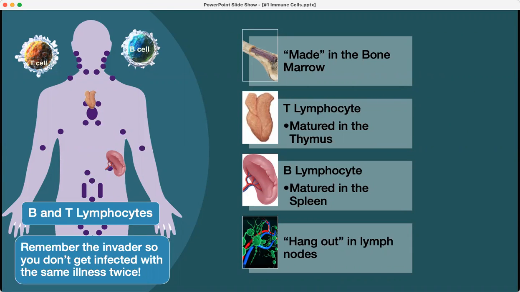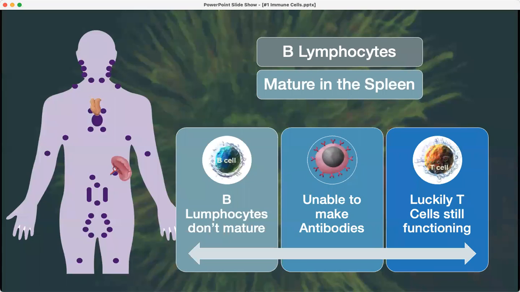The B and T cells are made in the bone marrow from the stem cells, but they get matured in the thymus and spleen. The T cells are easy to remember because T and thymus, T cells get matured in the thymus, B cells get matured in the spleen. And then after maturity, they hang out in the lymph nodes waiting for the dendritic cells to come give them information. So B lymphocytes are matured in the spleen.